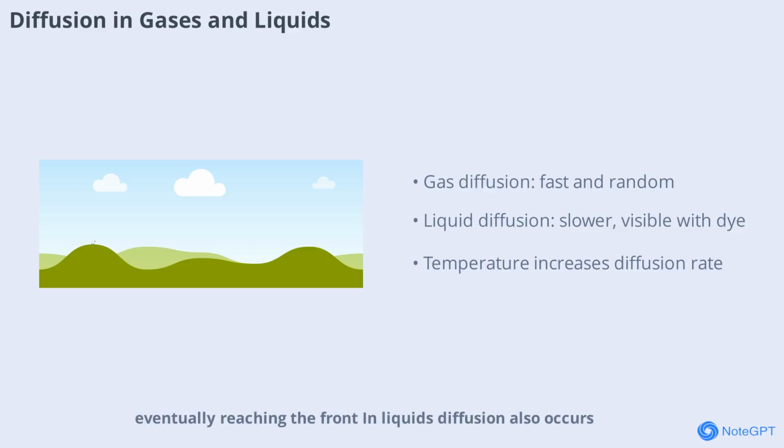In liquids, diffusion also occurs, but a bit more slowly. For example, when you add food dye to warm and cold water, you'll see the dye spread faster in the warm water. That's because higher temperatures make molecules move quicker, speeding up diffusion. So temperature is one factor that affects how fast diffusion happens.